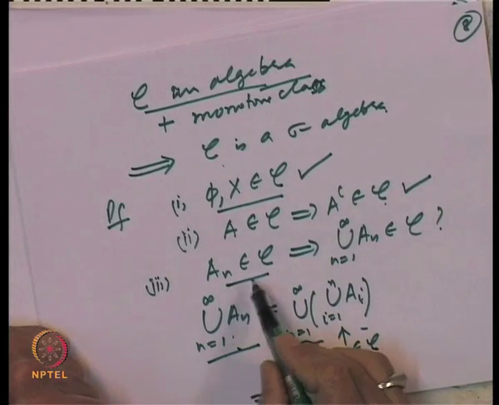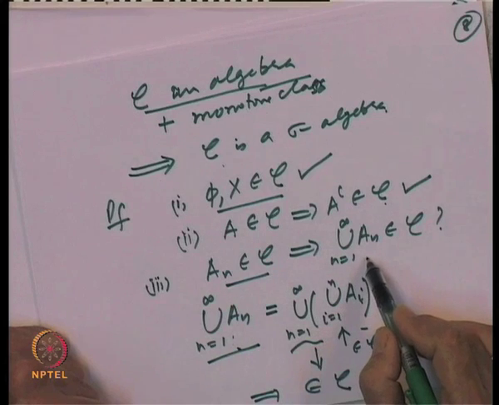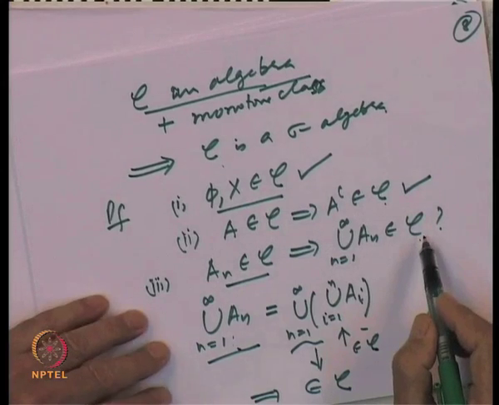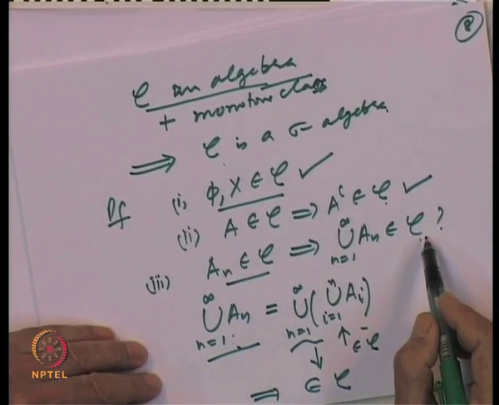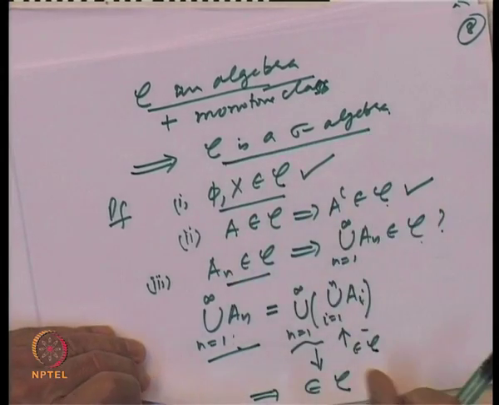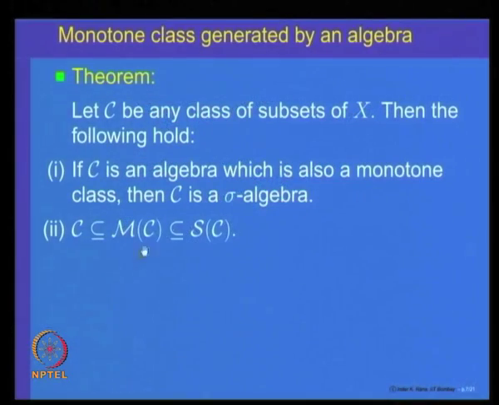So, every A n belonging to C implies the union from 1 to infinity also belongs. So, C is in fact closed under countable unions. So, it becomes a sigma algebra. So, this proves the first property, namely if C is an algebra which is also a monotone class, then it is a sigma algebra.